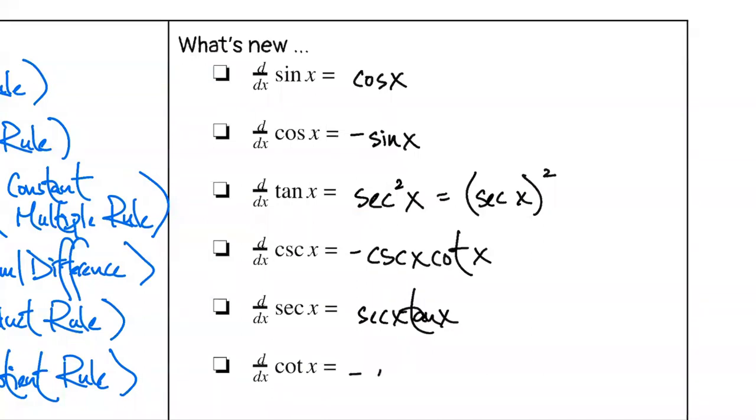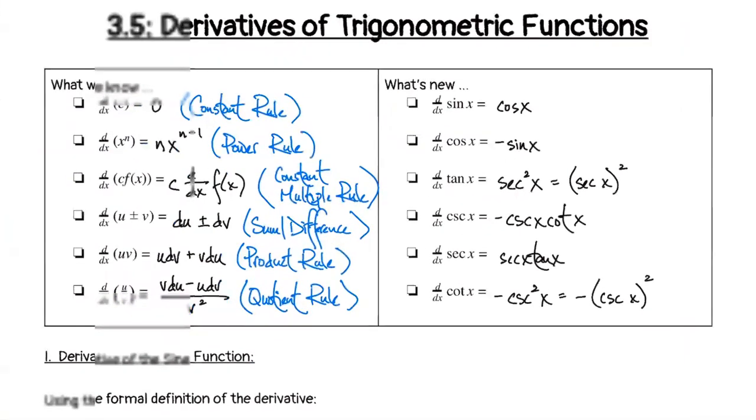Nice, negative cosecant squared x, which is the same as saying take cosecant x, square it, and then make it negative, okay? All right, now these 2 are also good ones to know, okay?